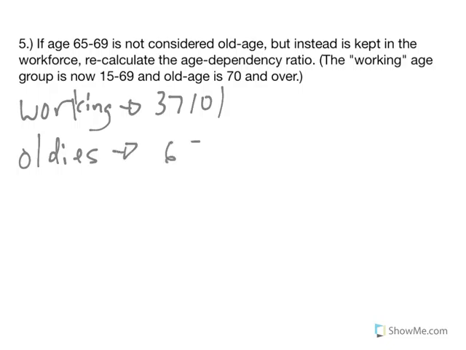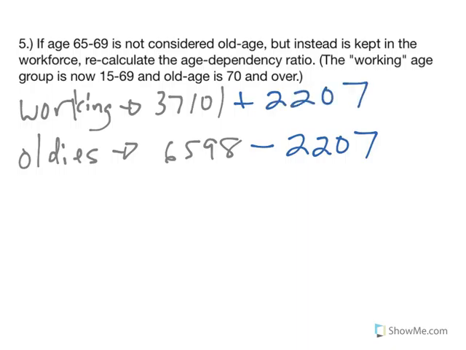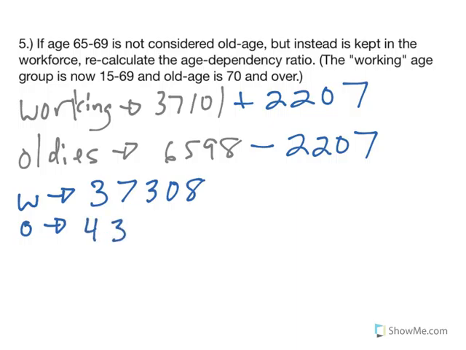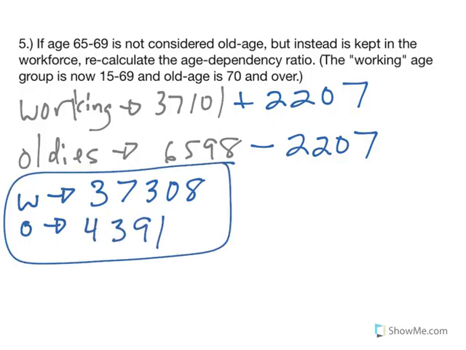was at 6,598. And if we're taking that one age group and we're moving it, so we're taking that 65 to 69, which there were 2,207 of them, we're taking them out of the oldies and putting them into the working class. Does that make sense? We're taking that age group, and since that's the number of people in the age group from the table, that's what we're using. So our new working class has 37,308, and our oldies have changed to 4,391. So these are the new groupings.